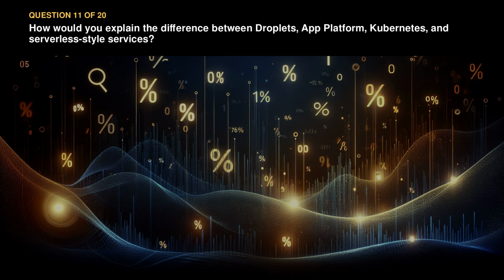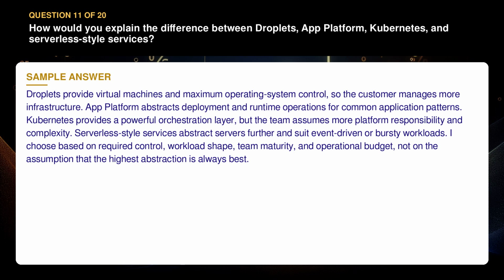Question 11. How would you explain the difference between Droplets, App Platform, Kubernetes, and serverless-style services? Droplets provide virtual machines and maximum operating system control, so the customer manages more infrastructure. App Platform abstracts deployment and runtime operations for common application patterns. Kubernetes provides a powerful orchestration layer, but the team assumes more platform responsibility and complexity. Serverless-style services abstract servers further and suit event-driven or bursty workloads.